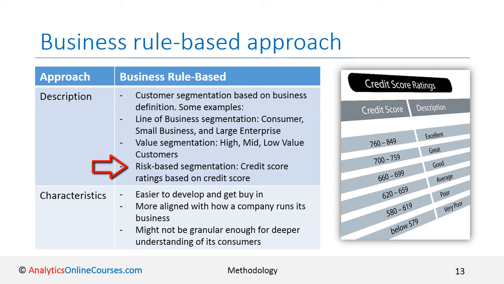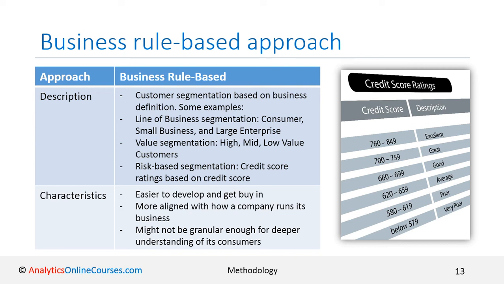Another example is segmentation by risk score. A risk model score is a statistical model developed to predict the likelihood of delinquency or charge-off for a consumer when he or she borrows from a bank or financial company. The FICO score is a very commonly used risk model based on consumers' historical payment behavior. Higher scores suggest better credit than lower scores.